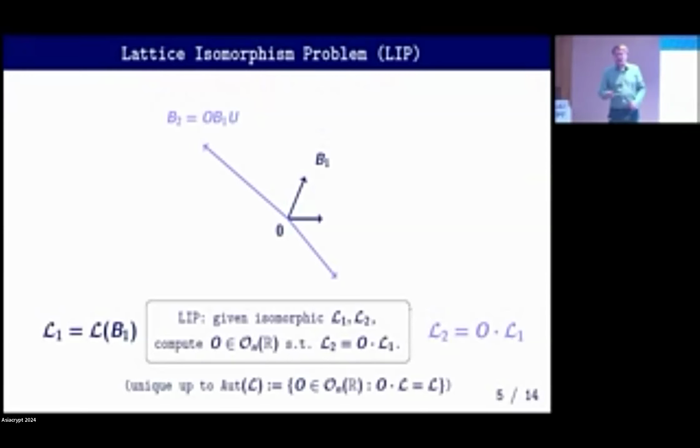One small note, this solution to the lattice isomorphism problem is unique up to the automorphism group of a lattice, which are all those orthonormal transformations that act invariantly on the lattice.